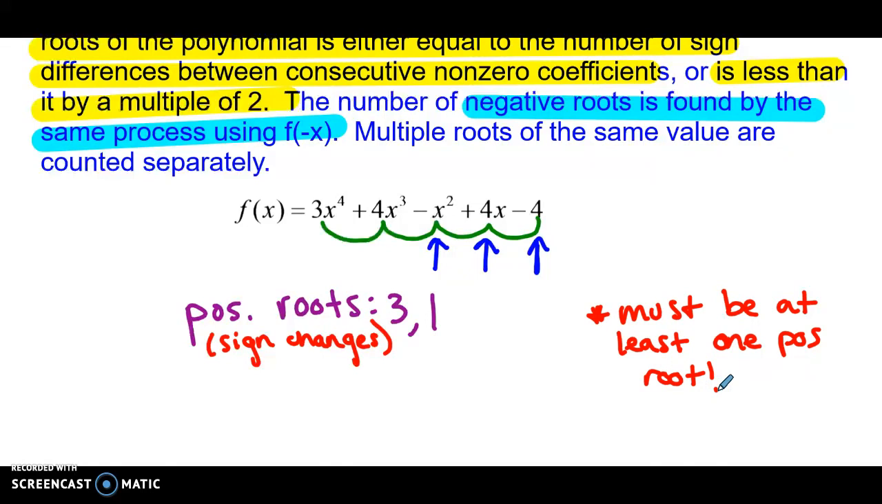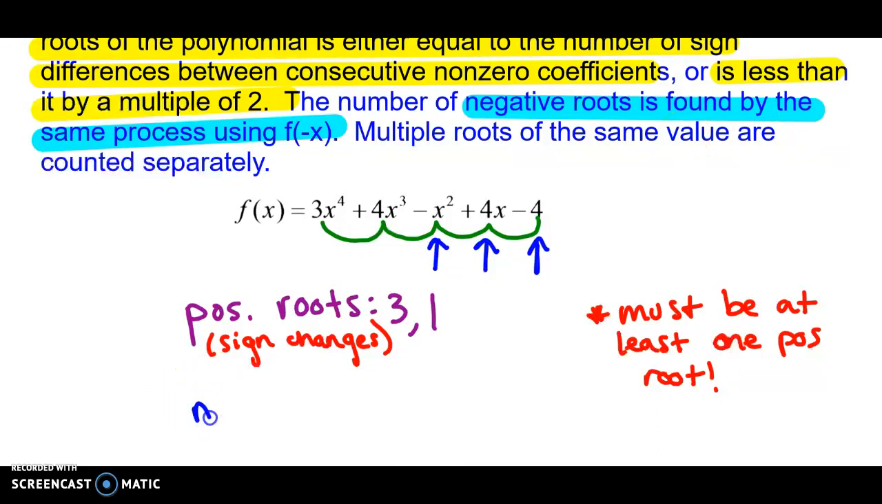Okay. We know in total that there's 4, right? Because the degree is 4. So it's either 3 positive roots or 1 positive root. We know there must be at least 1 because it wasn't like 4 to 0, right? So at least 1. Now this part that I highlighted in blue here, the negative roots.